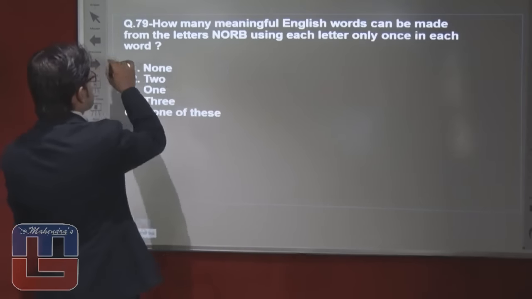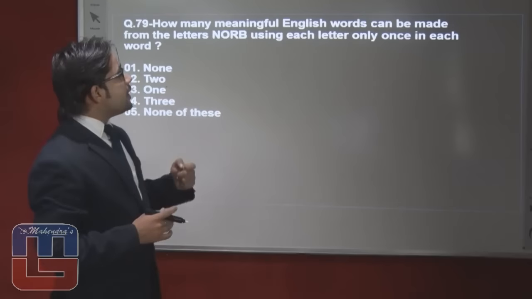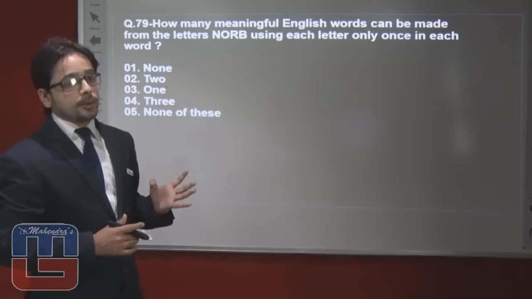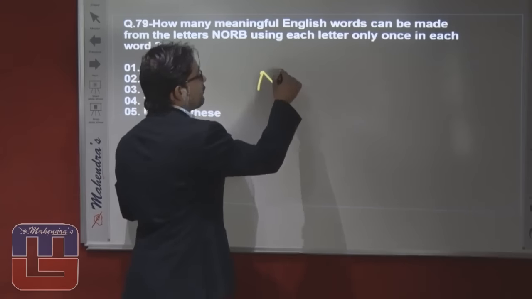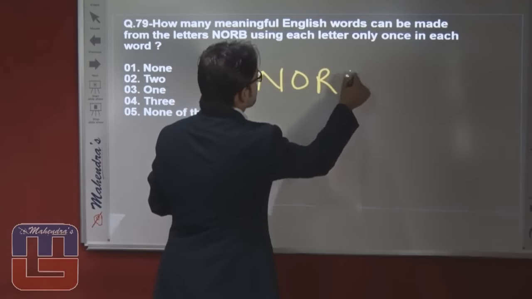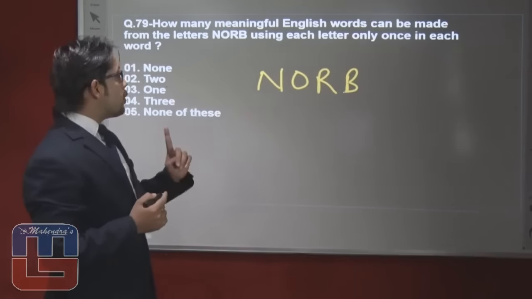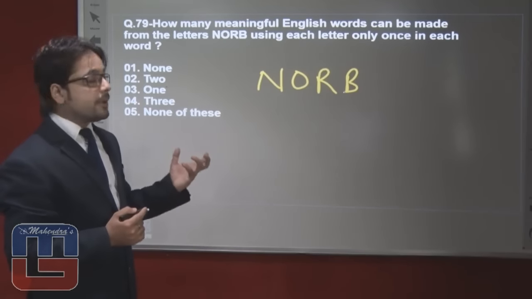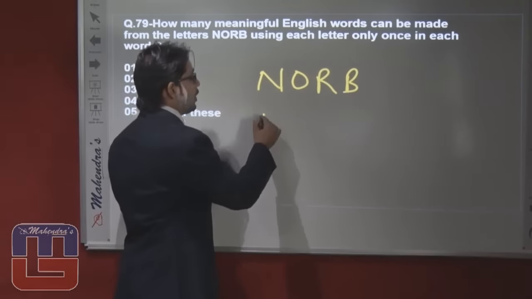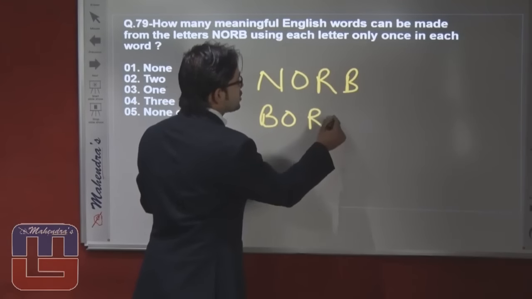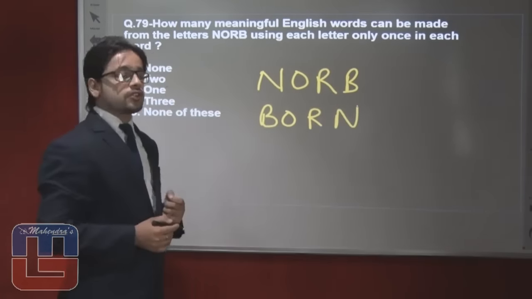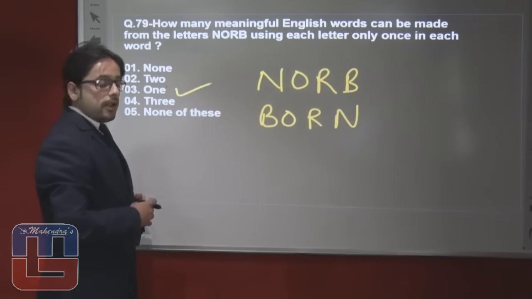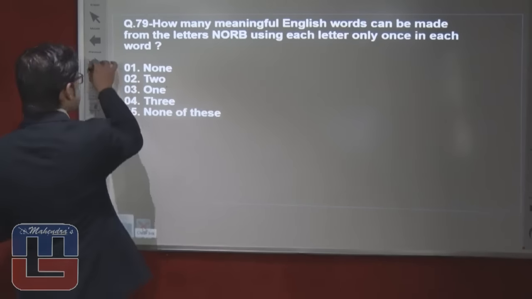Let's move on towards the next question, that is how many meaningful English words can be made from the letters NORB. You can see here there are 4 letters given, NORB. Using each letter only once in each word, we have to identify how many words can be made. So we can conclude that only one word can be made, that is born. So answer of this question will be option number 3rd, that indicates 1. Let's proceed towards the next question.